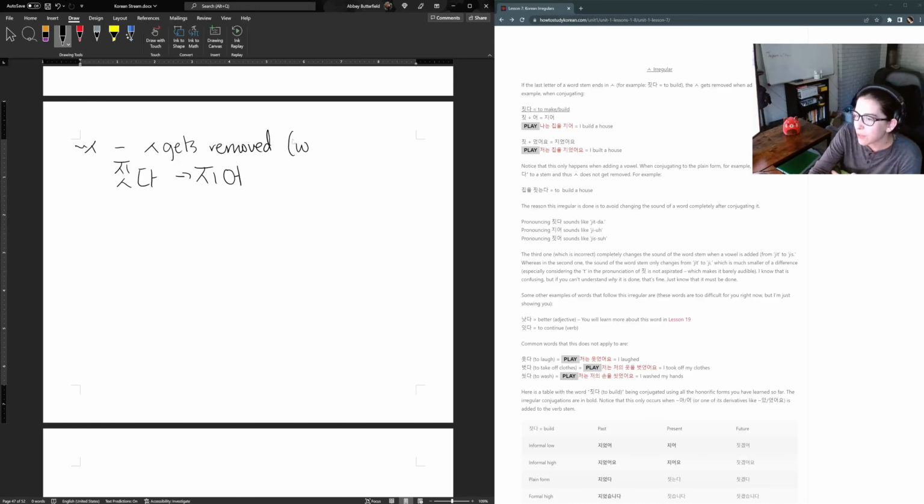All right, so S gets removed only when adding a vowel.